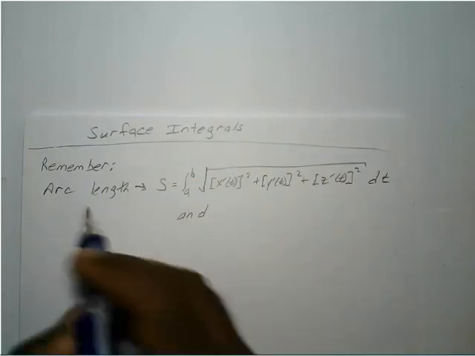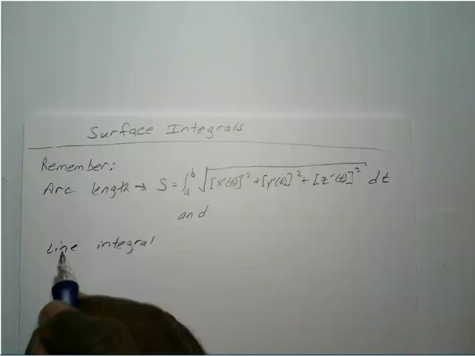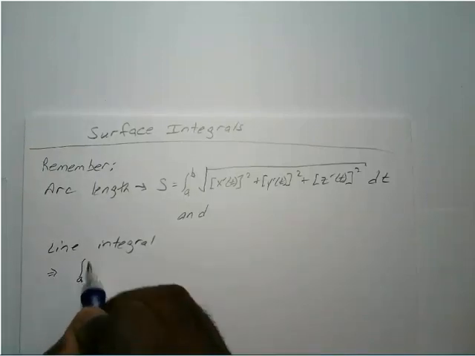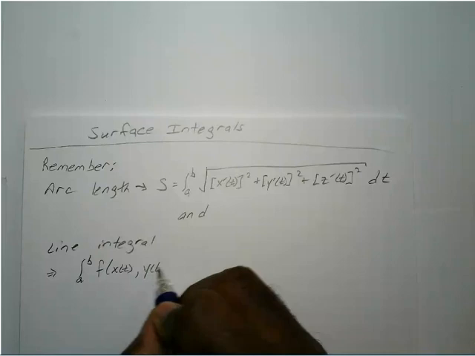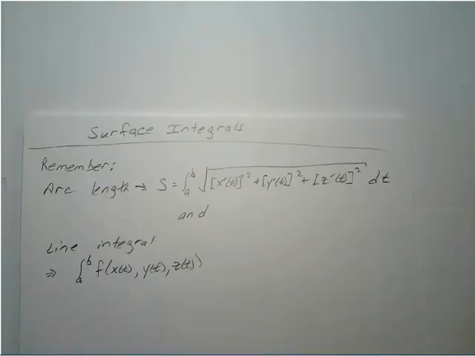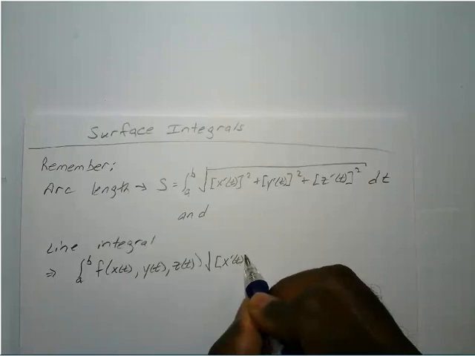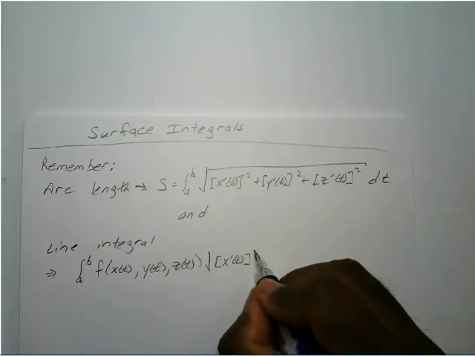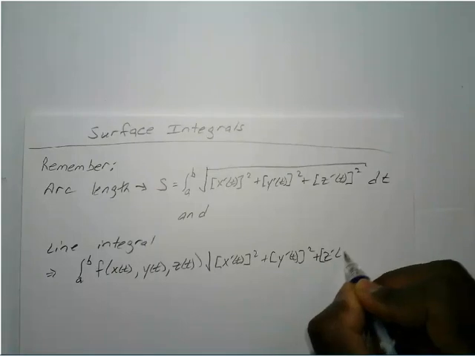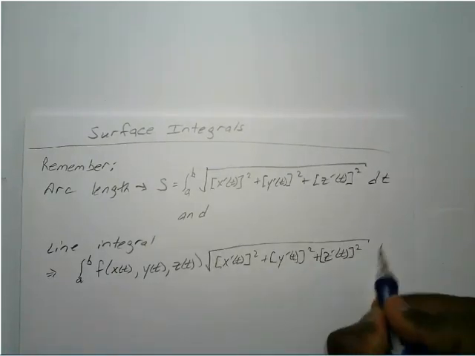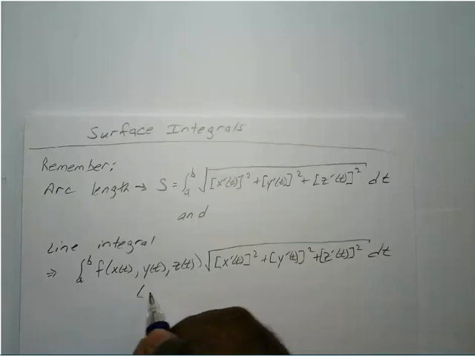And a line integral is the integral from a to b of f of x of t, y of t, z of t times your arc length itself, the square root of x prime of t squared plus y prime of t squared plus z prime of t squared, with respect to t. Now this is actually the scalar form of a line integral.